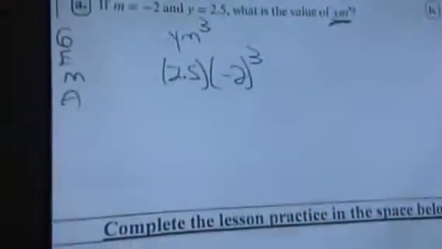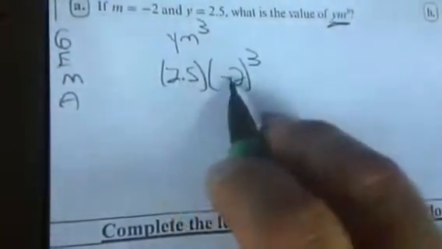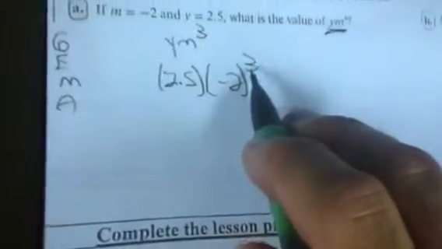So again, after I've plugged in, I know I'm following this. If you need to write the expression down, then do. Okay, y, it tells me, is 2.5, so I've got 2.5 I'm plugging in for y. M, it tells me, is -2, so I plug in -2 cubed. I have two operations here, multiplication and exponents. I've got to figure out which one of those I do first. I don't have any grouping symbols, so I move to exponents.